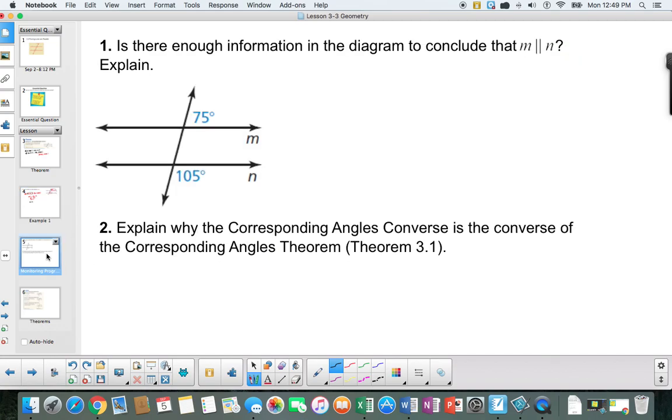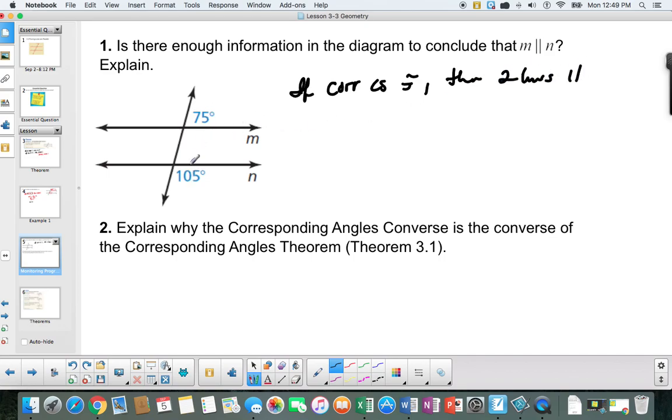Let's take a look at another example. Is there enough information in the diagram to conclude that m is parallel to n? So far, I can only use one theorem. If corresponding angles are congruent, then the two lines are parallel.